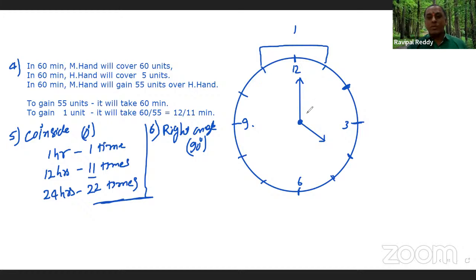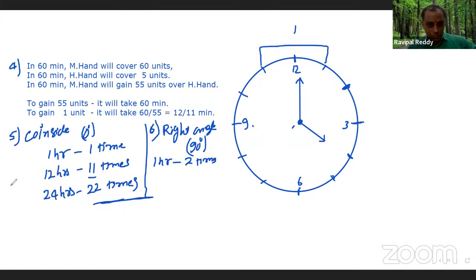So that is one time. And after some time, the minutes hand will overtake the hours hand. After some time, these two hands will coincide. Then on this side also, the gap will become 15 units. So each hour, 2 times the minutes hand and hours hand will be at a right angle. 1 hour 2 times means 2 hours 4 times, 3 hours 6 times.